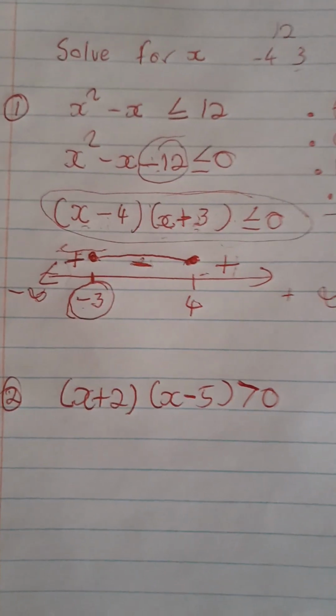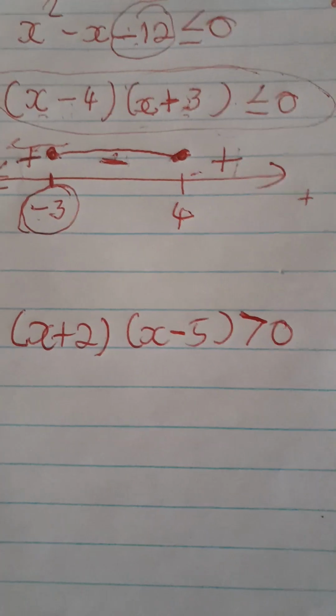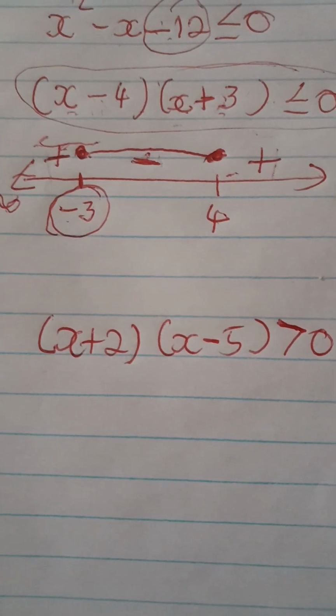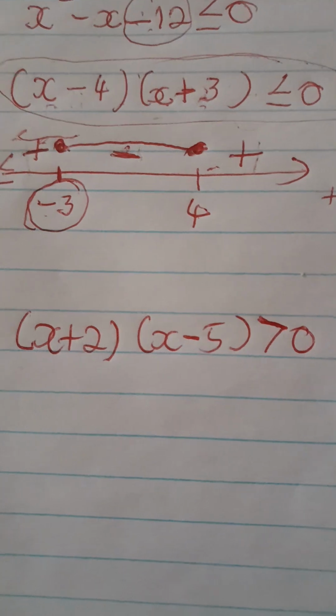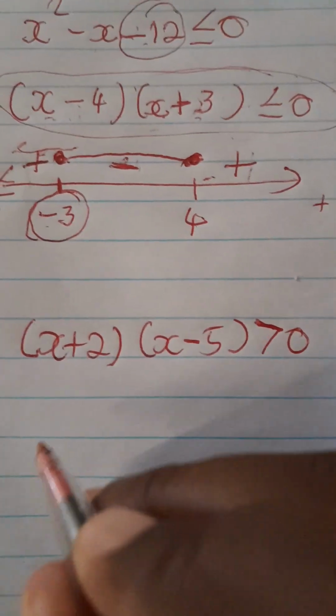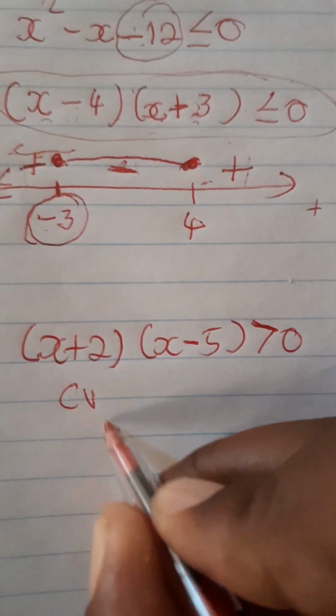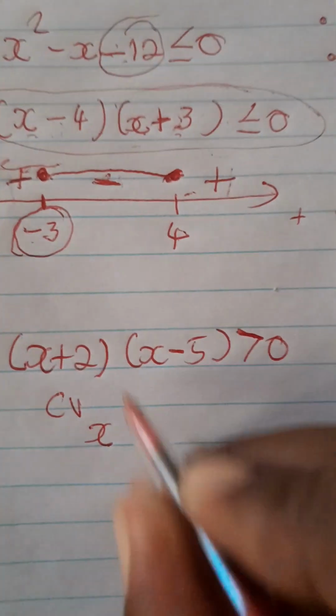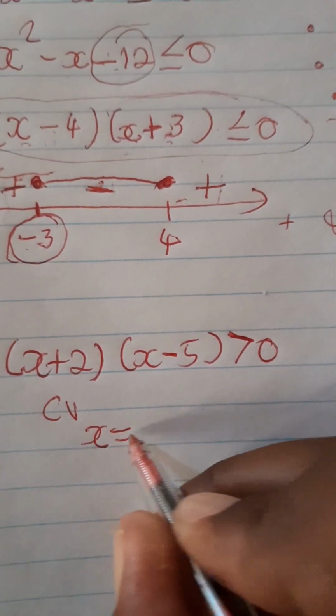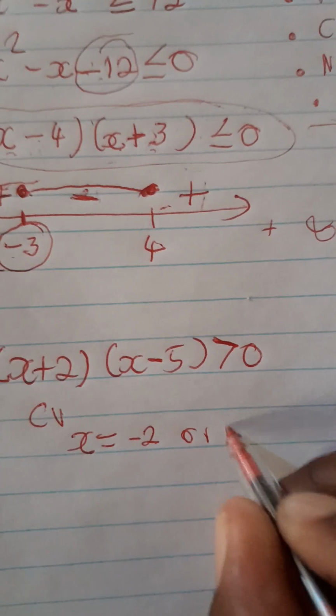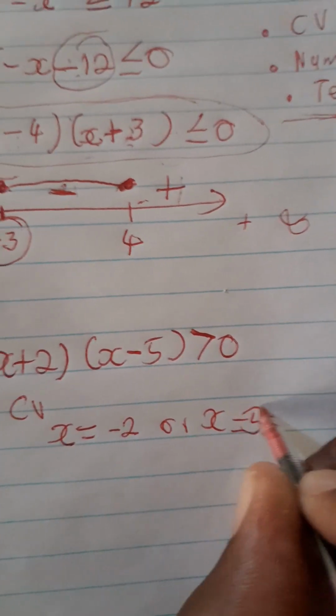Let's go to the second question. For the second question, this equation is already factorized. So what we are going to look at are the critical values, CV. So x will be, when you equate everything to 0, negative 2. This will be positive 5, right?